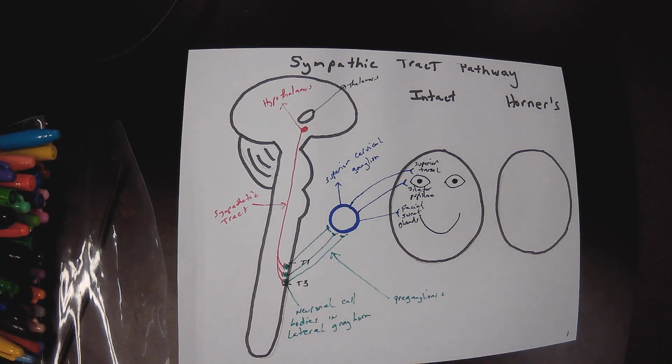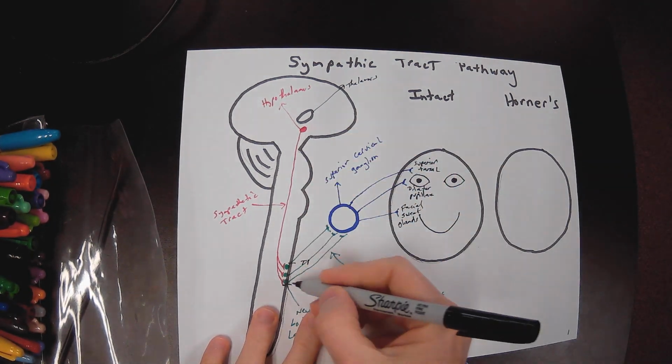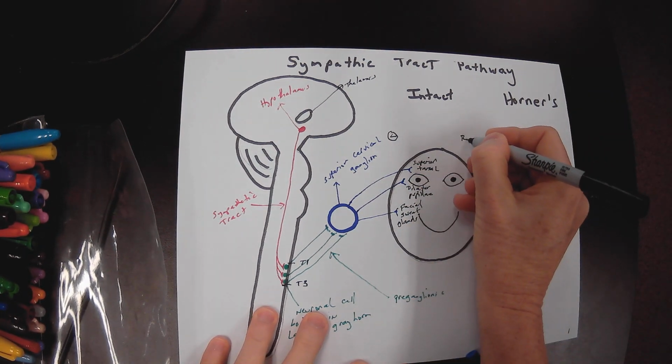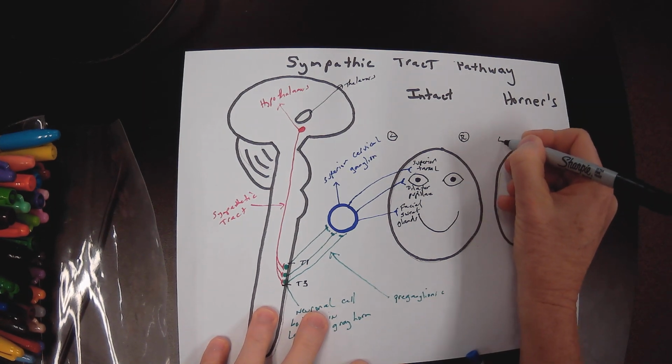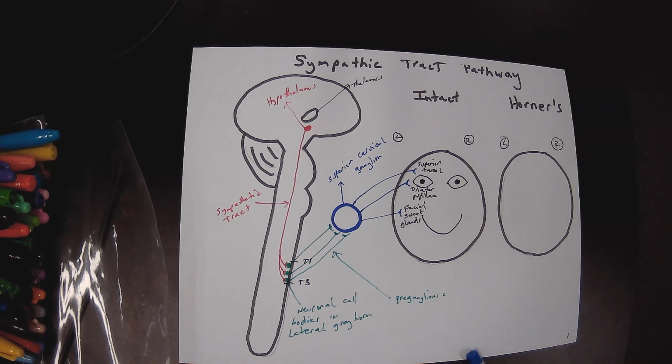Okay, facial sweat glands are going to be part of the sympathetic tract pathway. So it's going to be ipsilateral. For example, if this is the left sympathetic tract pathway, it's going to work with the left side. And the same for this. So if the sympathetic tract pathway is disrupted anywhere, you're going to have a classic presentation.